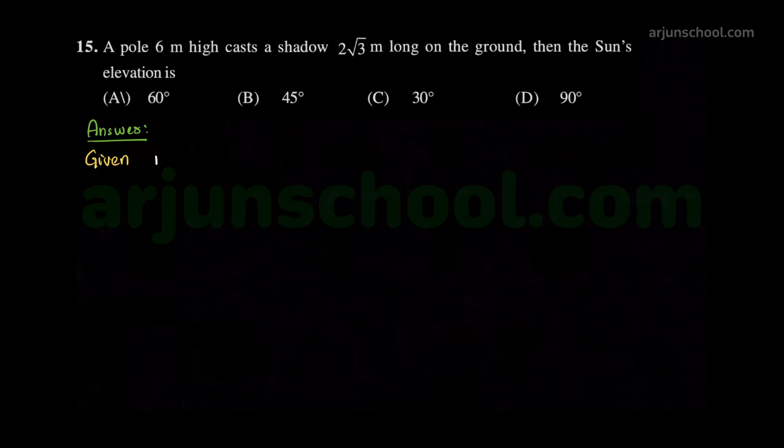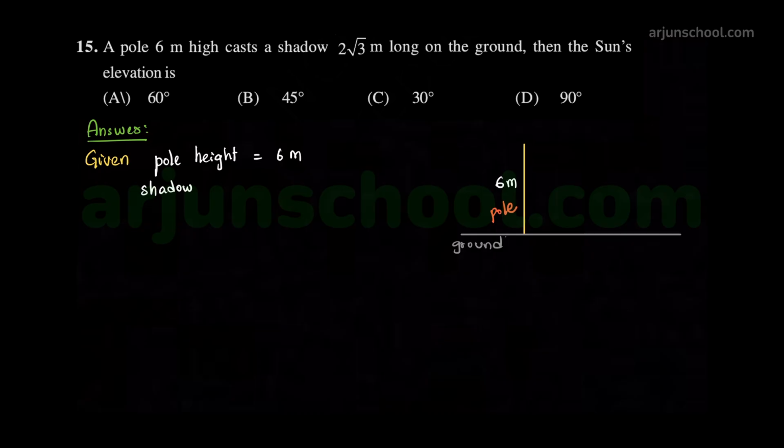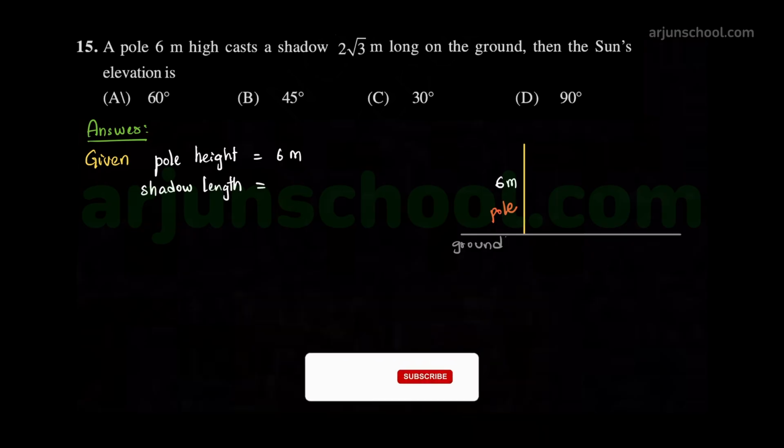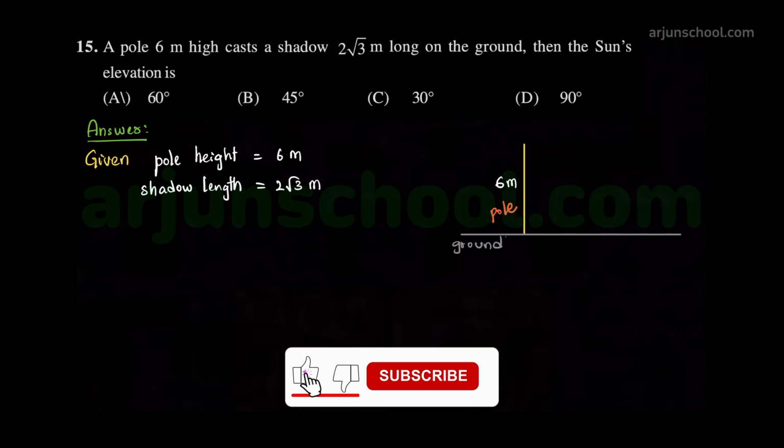We are given that the height of the pole is 6 meters. Pole height is equal to 6 meters. Let us draw the pole with 6 meters. And this is the ground. The shadow length is 2 times root 3 meters.